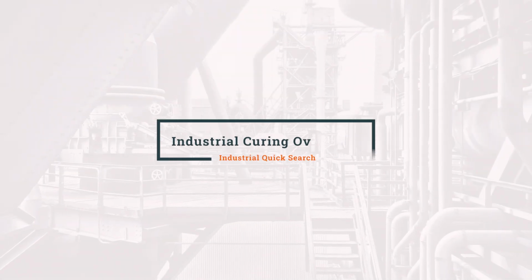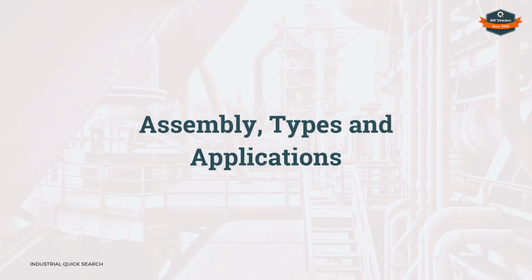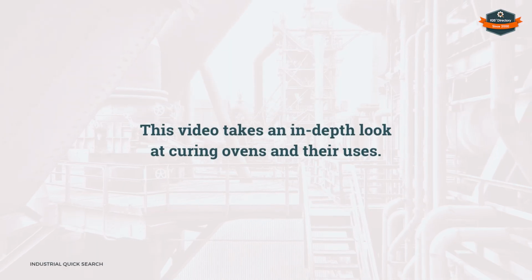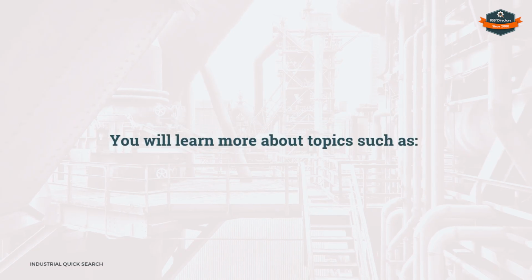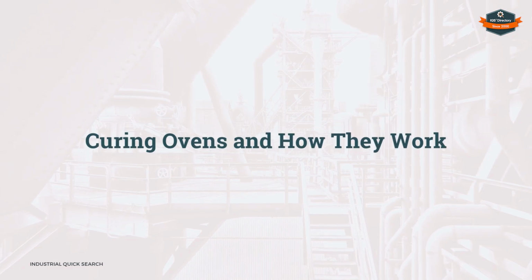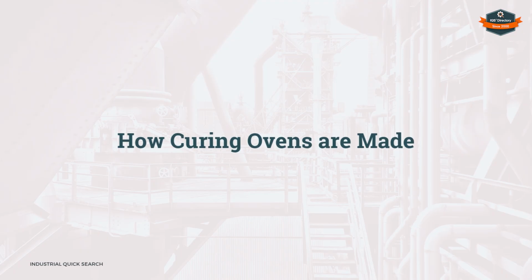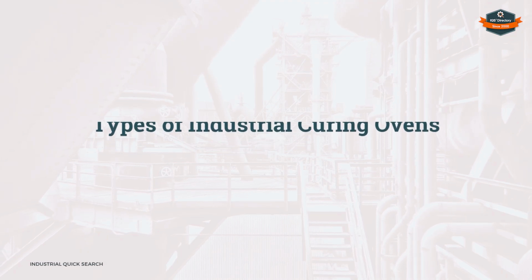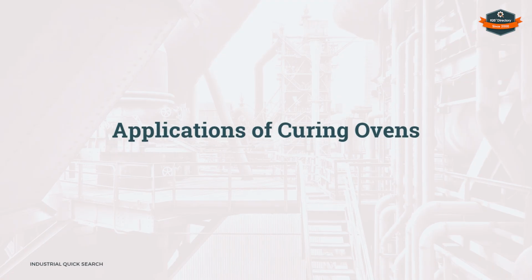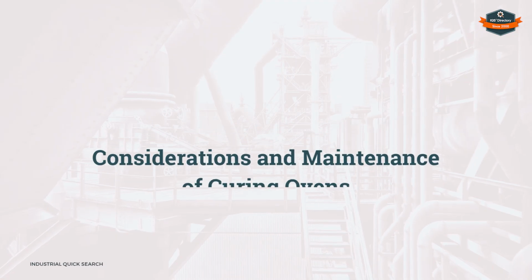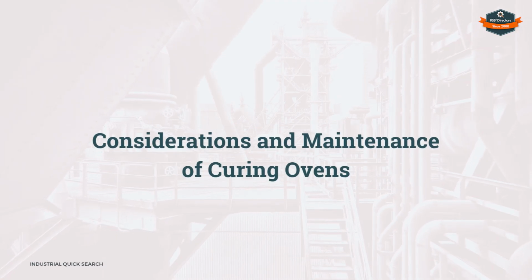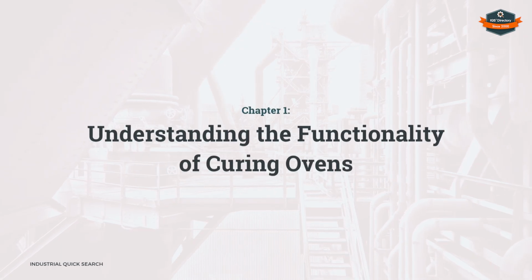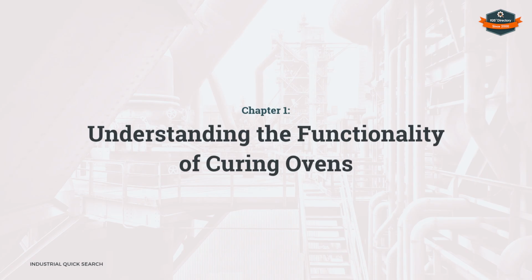Industrial curing ovens. Assembly, types, and applications. This video takes an in-depth look at curing ovens and their uses. You will learn more about topics such as curing ovens and how they work, how curing ovens are made, types of industrial curing ovens, applications of curing ovens, benefits of curing ovens, considerations and maintenance of curing ovens, and much more. Chapter 1. Understanding the functionality of curing ovens.